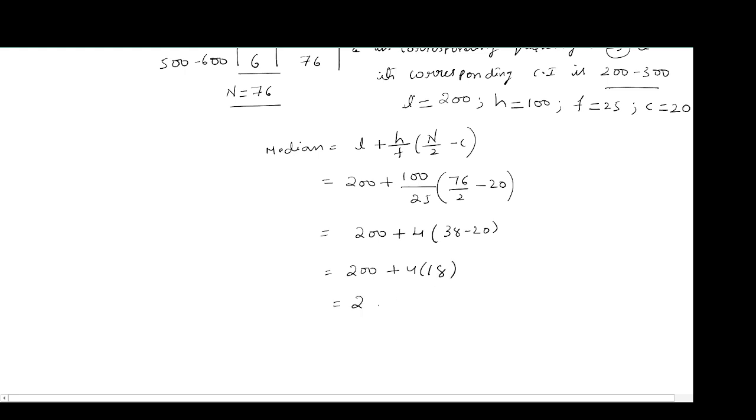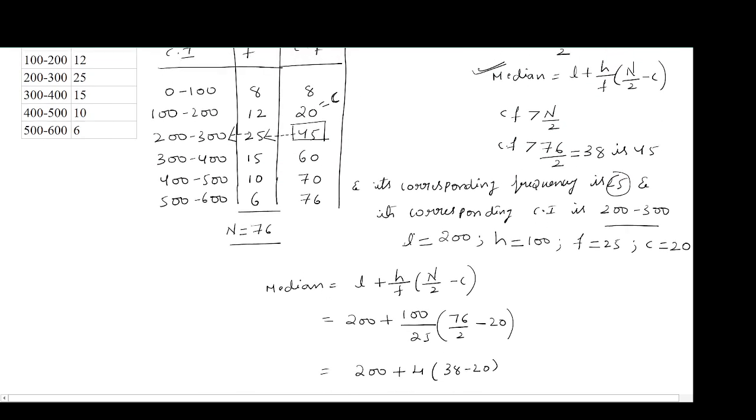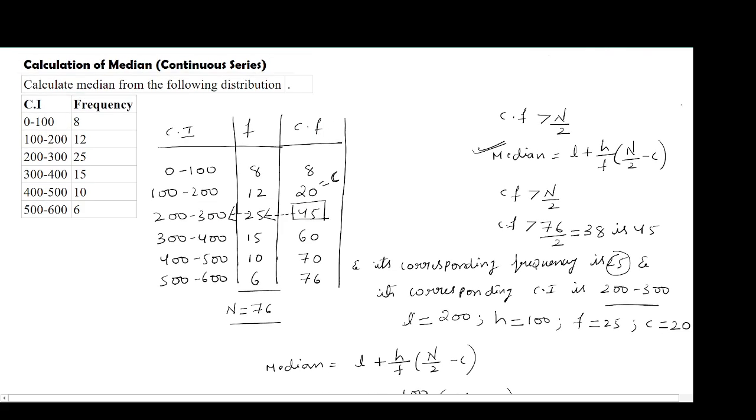Now again keep this value as it is, 200 plus 18 into 4 is 72. Therefore median is equal to 200 plus 72 is 272. So this is how the median should be calculated for case number 3. So by this we have completed the calculation of median for individual observation, that is case 1, discrete series case 2, and continuous series case 3. So this completes the calculation of median.